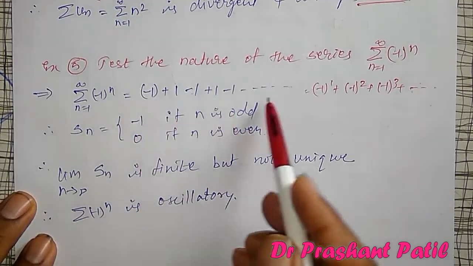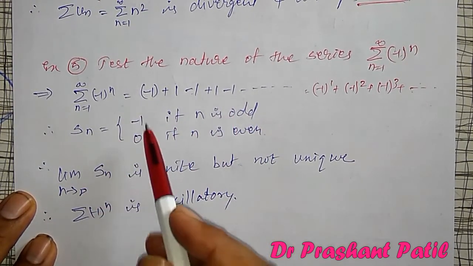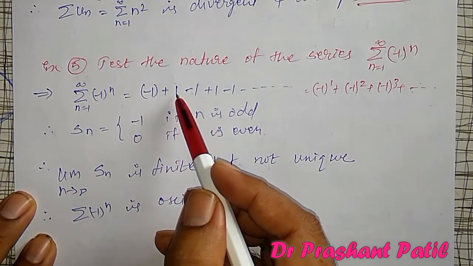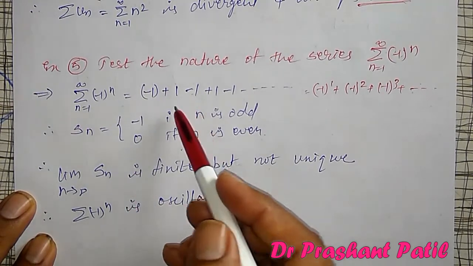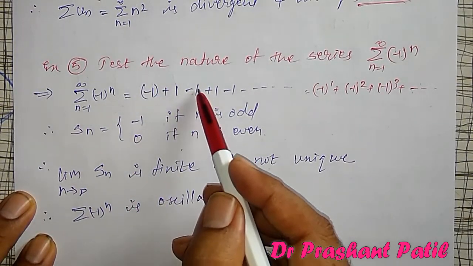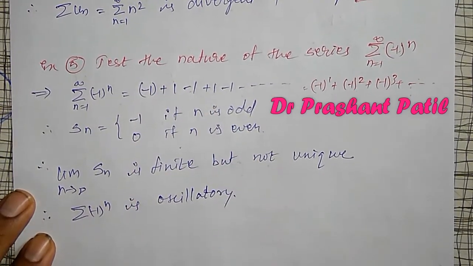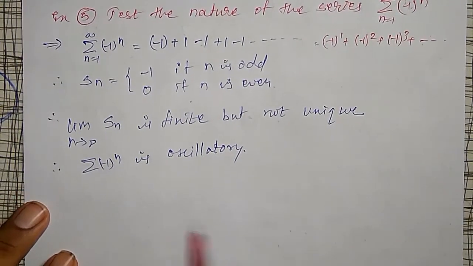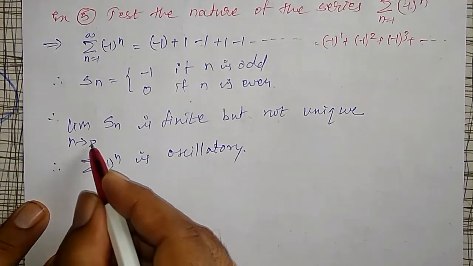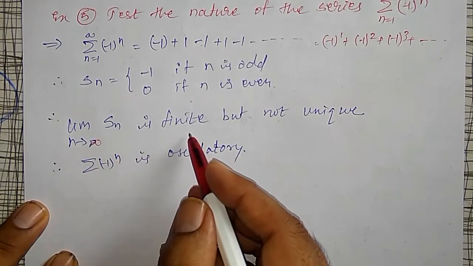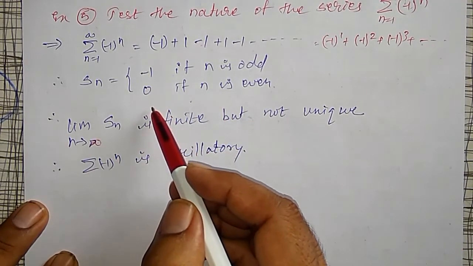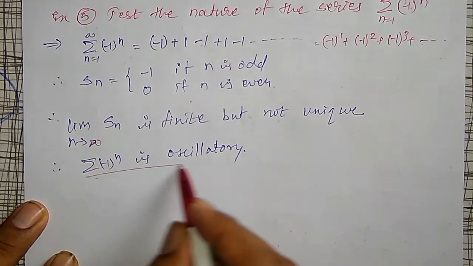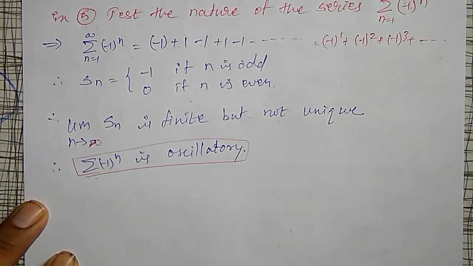Therefore, the sum of the first n terms: minus 1 plus 1 cancels. If it is an even number, therefore 0. If it is an odd number, minus 1 plus 1 cancels, minus 1 will remain. Here, limit as n tends to infinity, if you are taking, Sn will become finite, but it is not unique. Either it may be minus 1 or 0. Therefore, the series is oscillatory here, we can say.